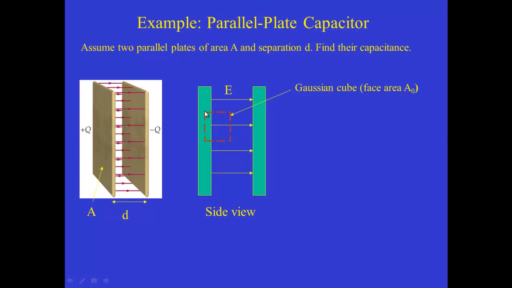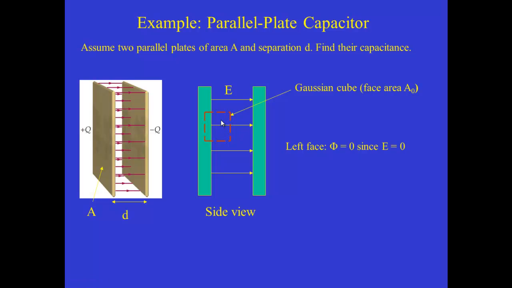We put one face of it inside the conducting object on the left and the other one in the region where we're trying to find the electric field. So the expression for Gauss's law involves calculating the integral of E dot dA on every part of the closed surface, and that's simply the electric flux.